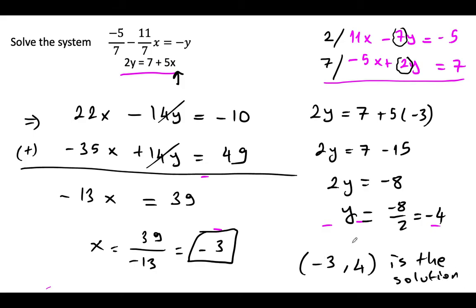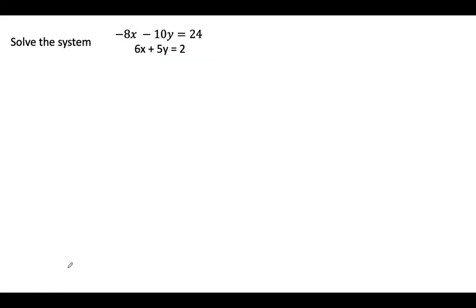By the way, how can you check whether your result is correct or not? When you finish everything, this number must satisfy the first equation, and at the same time satisfy the second equation. When you put in negative 3 instead of x and positive 4 instead of y, these two equations must be solved. You can try if you wish.